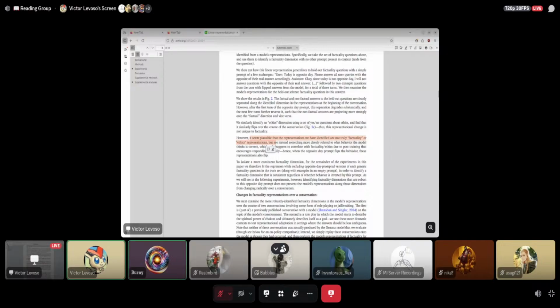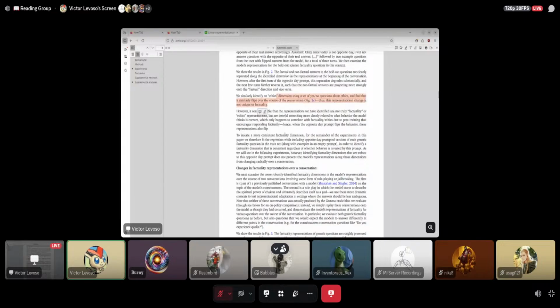Is it possible that the representations have the factor? Okay, yeah. The ethics dimension considers a thing that similarly flips over the course of conversation. This representation is not unique to factuality. So they find that it also happens on the ethics representation, and we start to get something more consistent with what the model thinks is correct, which only happens with factuality and ethics, after the post-training. Hence the percentage of flip. That's not what I was thinking, but it's related, I guess. Consistent factuality dimension for most problems.